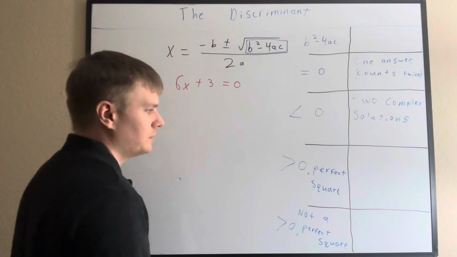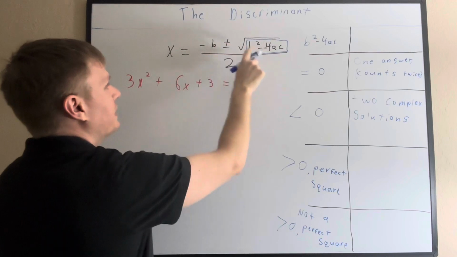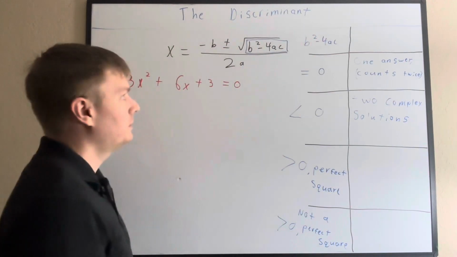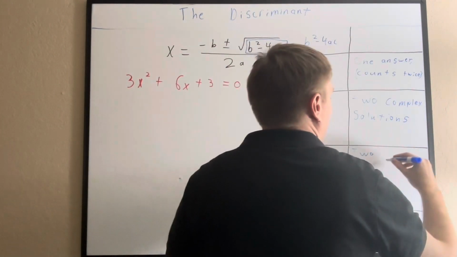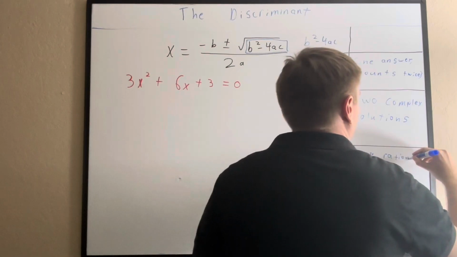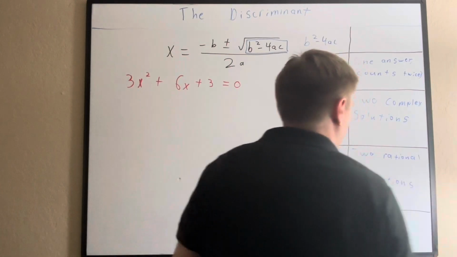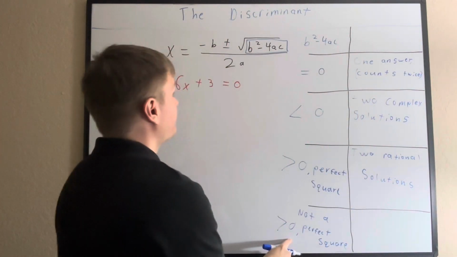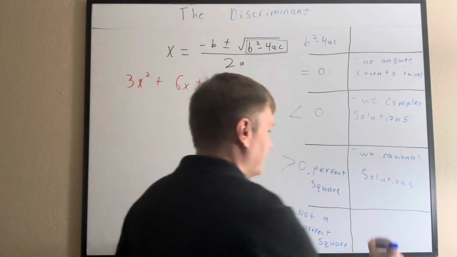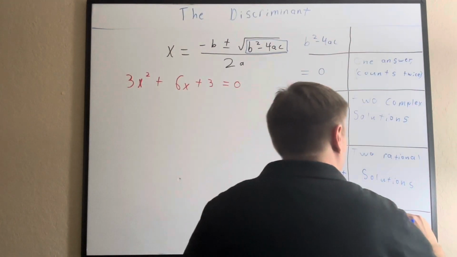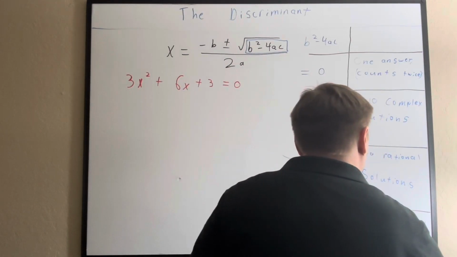Okay, so what kind of answers will we get if it's a perfect square? Well, if it's a perfect square, then it'll be negative b plus or minus a nice whole number, right? If it's a nice whole number, then we're going to get 2 rational solutions. If it's not a perfect square, the square root of something that is not a perfect square is going to be an irrational number, and guess what? 2 irrational solutions is what we should expect.